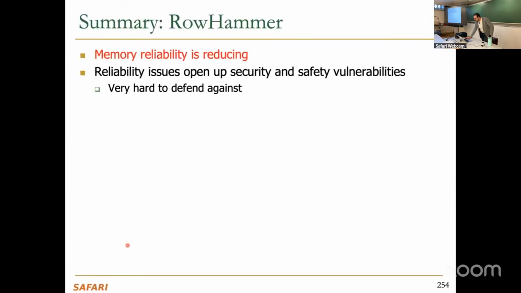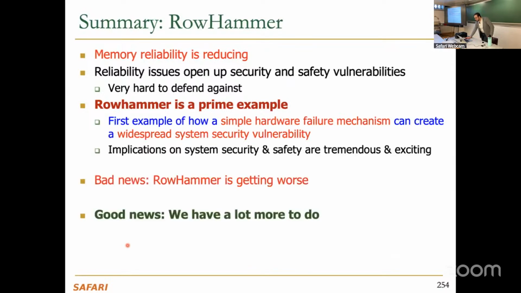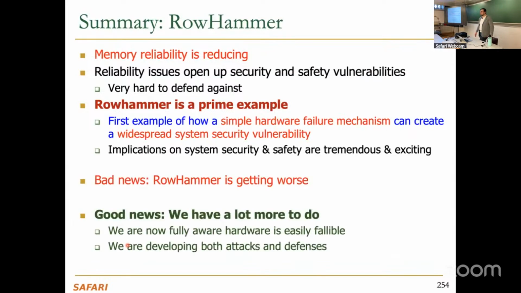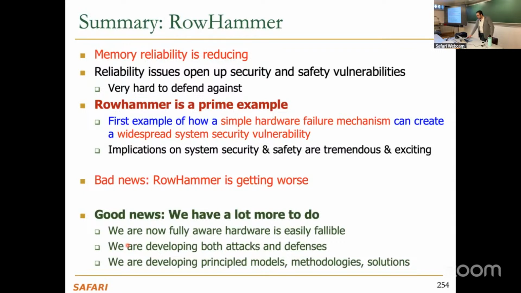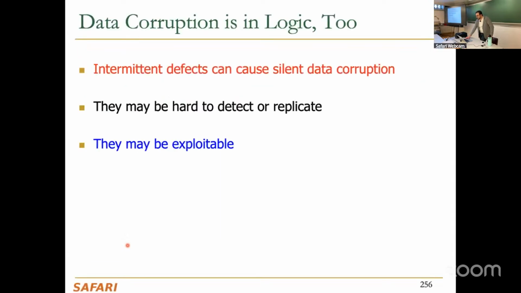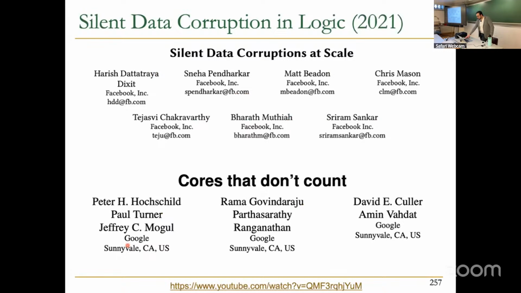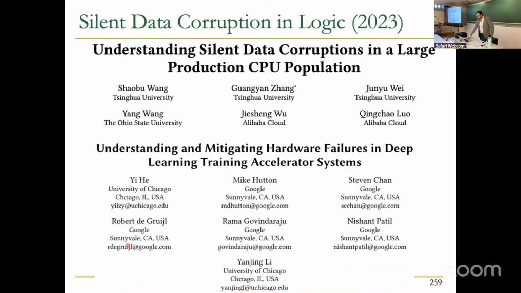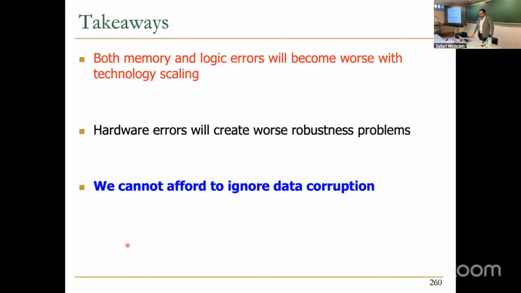In conclusion, memory reliability is reducing. RowHammer is a prime example. Bad news is that it's getting worse, but good news is that we have a lot more to do. Next, I guess we need to look at silent data corruptions a little bit more, because these intermittent effects can cause silent data corruption, which might be really hard to detect in the wild, and they might be exploitable. There are some references here for silent data corruption papers that you can take a look at.